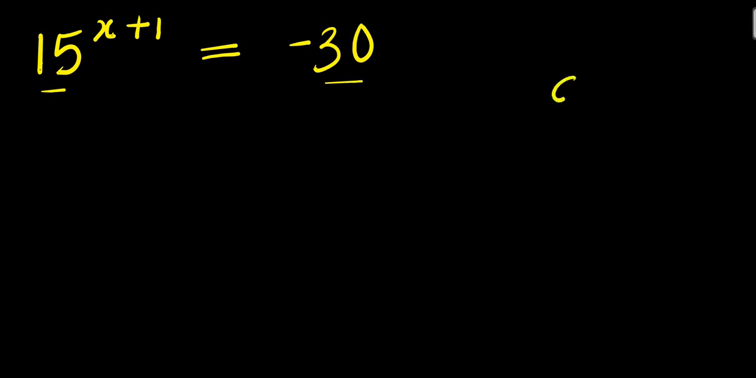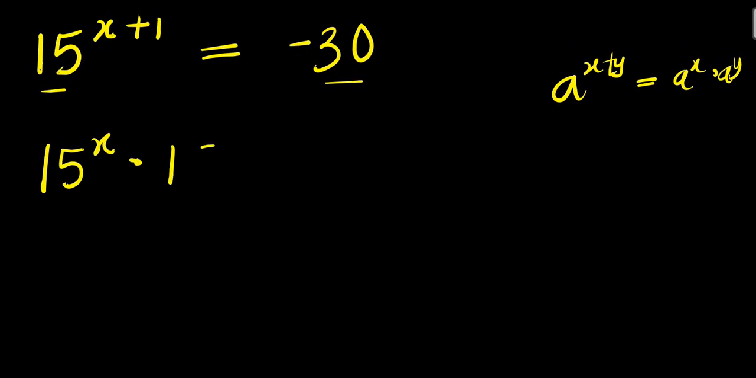If you have a power x plus y, this equals a power x times a power y. So, applying that here, we have 15 to the power of x times 15 to the power of 1 equals negative 30.